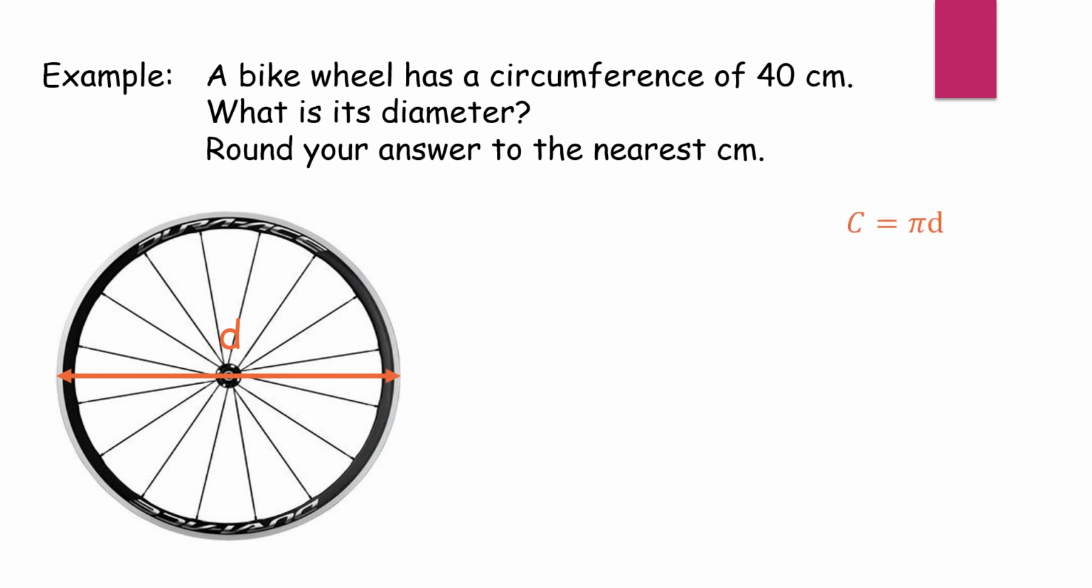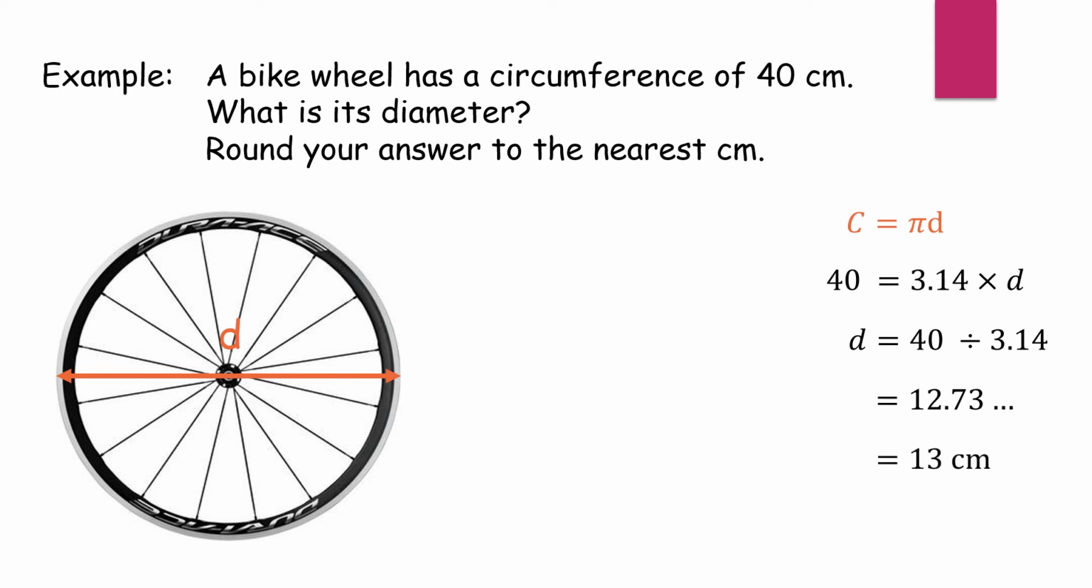And again, if you're using a non-scientific calculator, you are just using 3.14 instead. So we're going to do 40 divided by 3.14. That gives us a value of 12.73. And when we round it to the nearest centimeter, we're still going to get 13 centimeters.